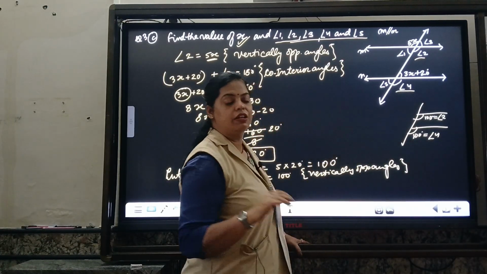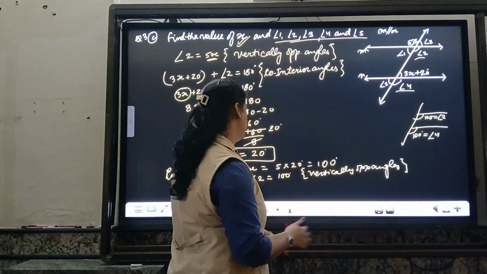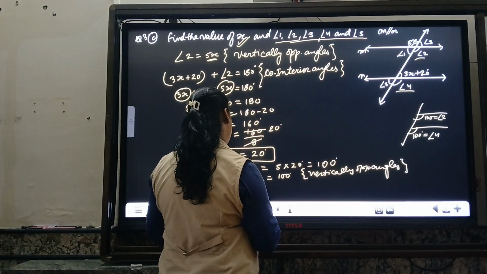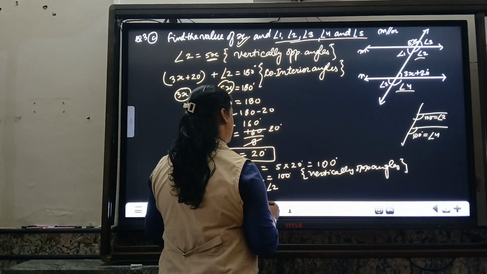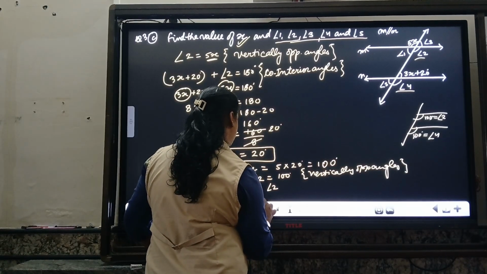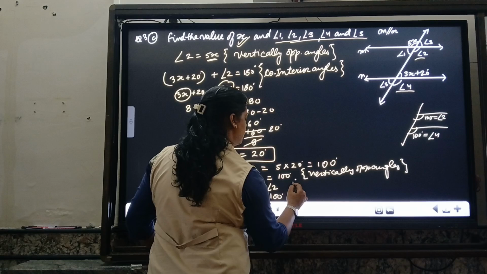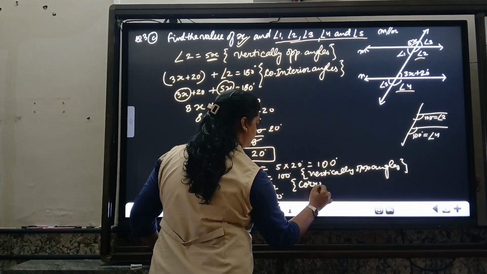So we will write the relation between angle 4 and 2. These are corresponding angles. Angle 4 is equal to angle 2. So angle 4 is equal to 100 degree. Reason, corresponding angles.